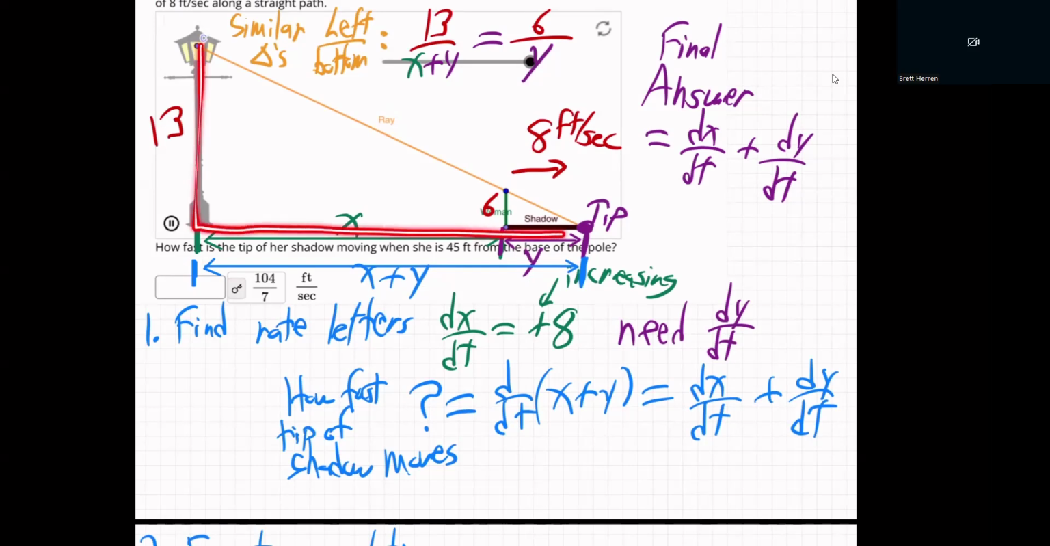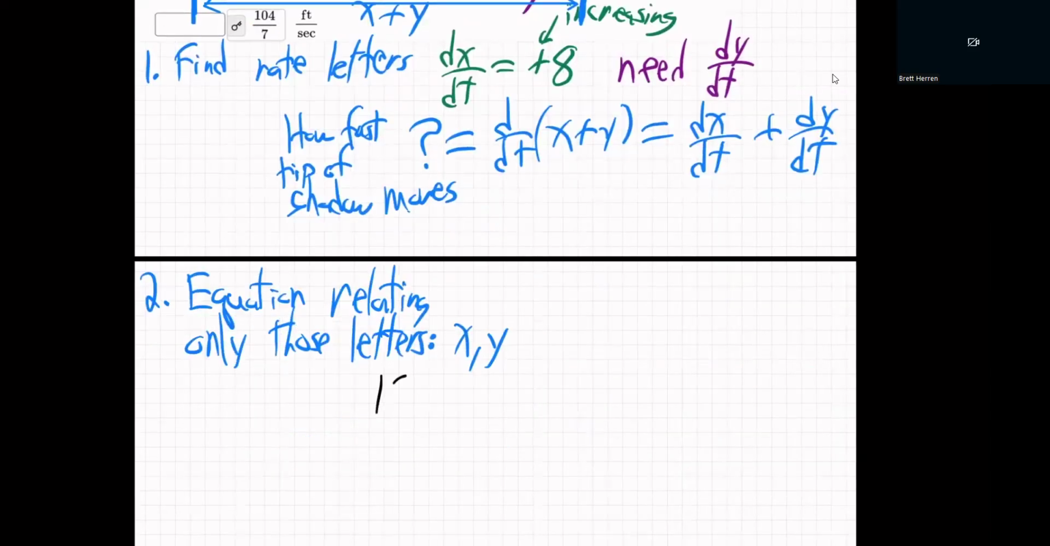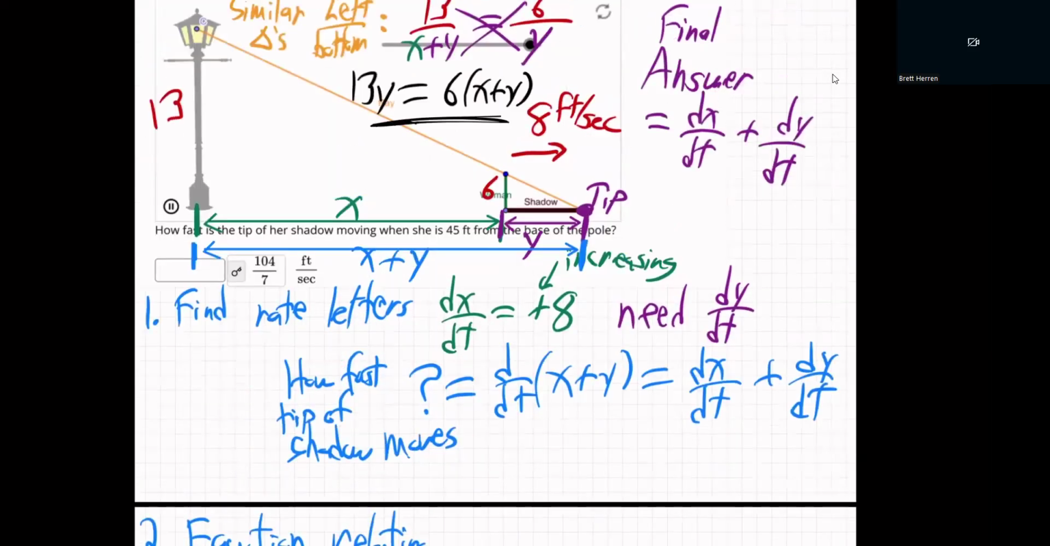Left of the big triangle to bottom of the big triangle, x plus y, is left of the little triangle to bottom of the little triangle. Those are similar triangles, left to bottom, left to bottom. They have to be in the same ratio. And so that means we can go diagonal, diagonal, and we get 13y equals 6 times x plus y. So there's my equation. 13y is 6 times x plus y, right?